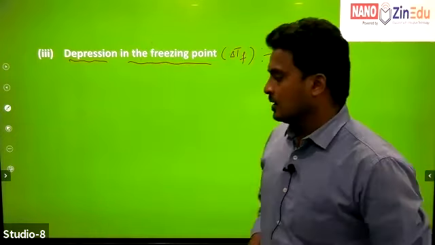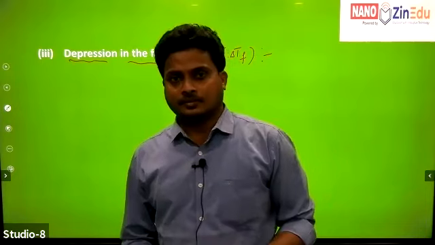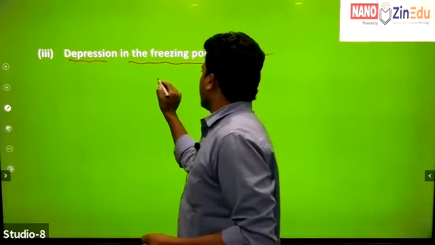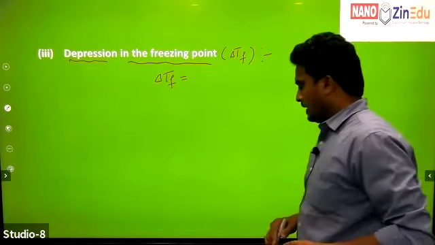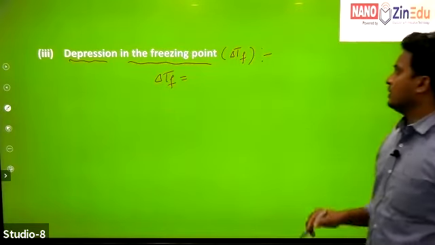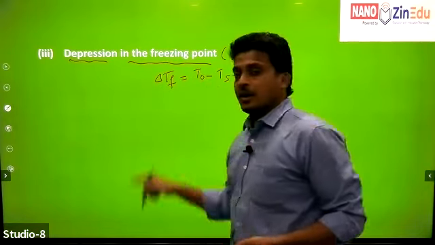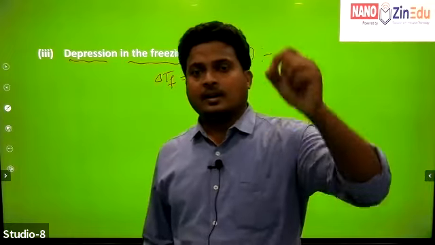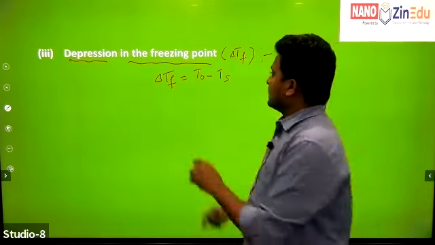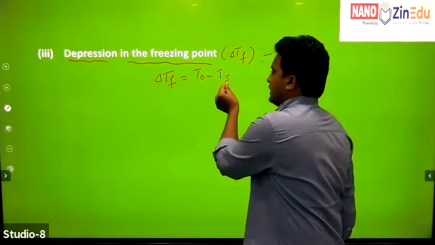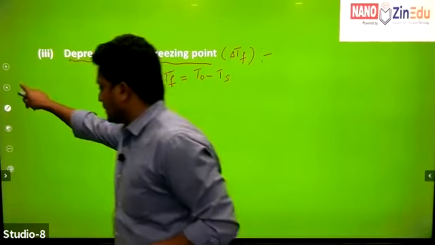Yes, Amma. The freezing point of salt water is less than that of pure solvent water. That is why delta TF is always equal to T0 minus TS. The freezing point of the pure solvent is always greater than the freezing point of the solution.